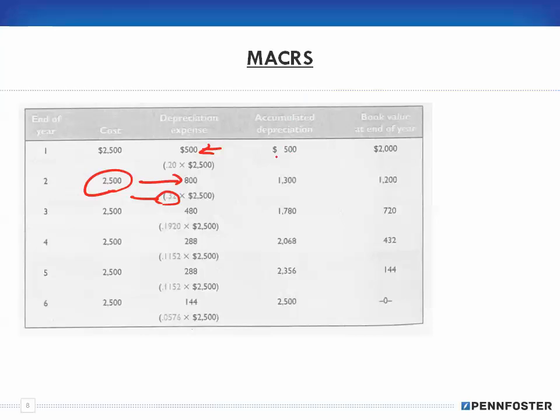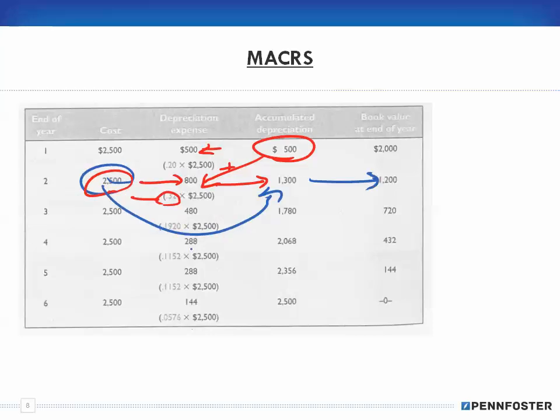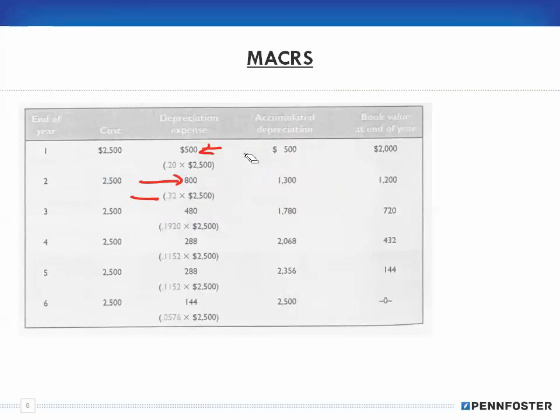And of course, for accumulated depreciation, 500 the previous year plus this year's gives us our total accumulated depreciation. And 2,500 less 1,300 gives you 1,200 for our new book value. Okay, I don't have to be concerned about carrying that book value over like I did with the declining balance. That's all factored into those percentage amounts.